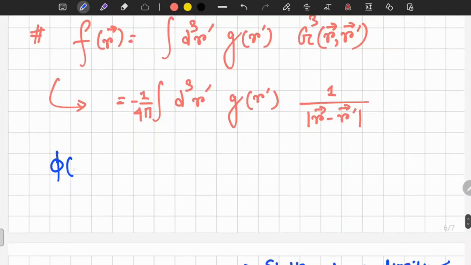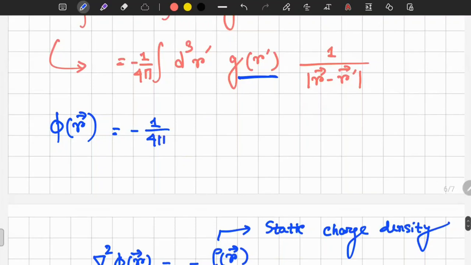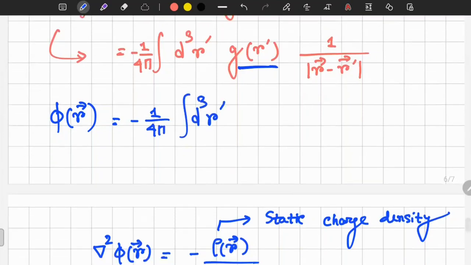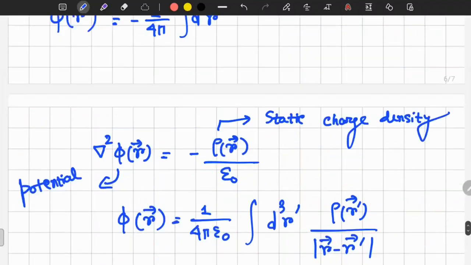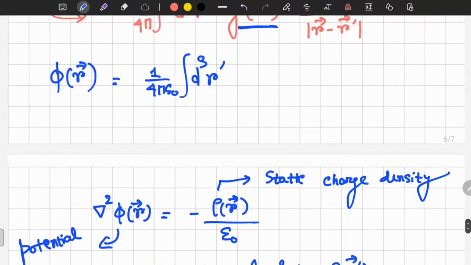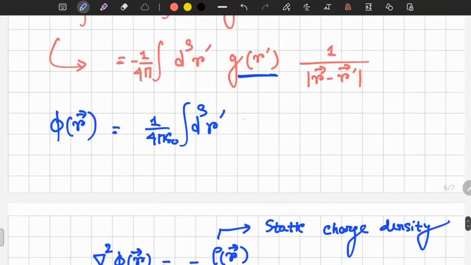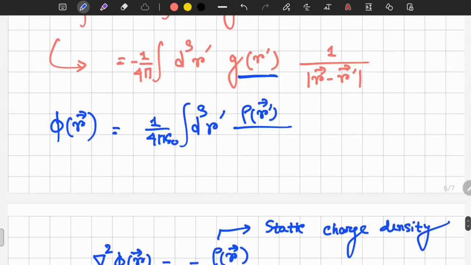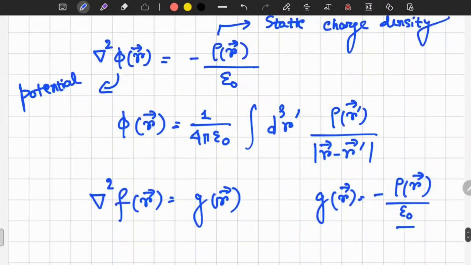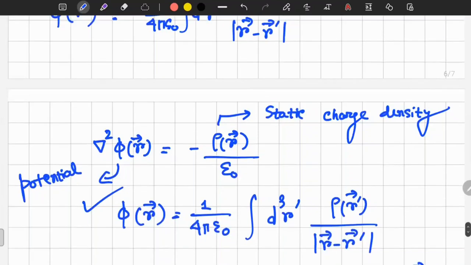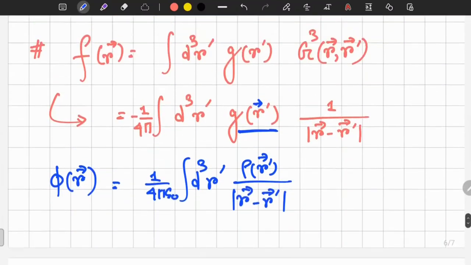Then essentially phi(r) will be, instead of g(r), we have to put minus 1 by 4 pi, and g(r) is minus rho(r) divided by epsilon. So minus minus will cancel out, epsilon will be here, and it will be just 1 over 4 pi epsilon integral of rho, and it matches with our known result. So we can say that this Green function method gives us the right result. This is the way to solve the Poisson equation by using the Green function.